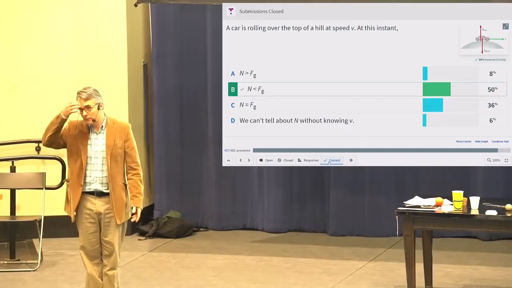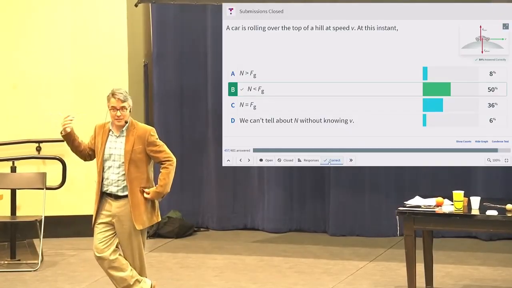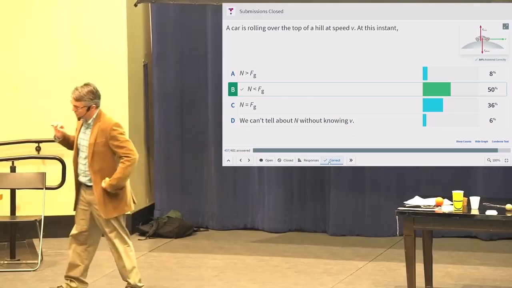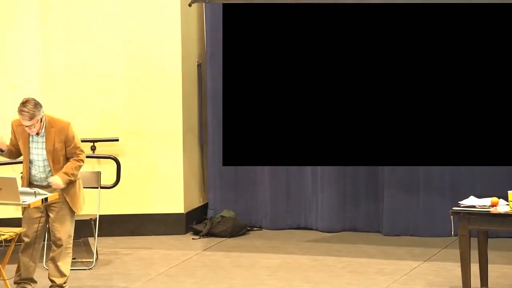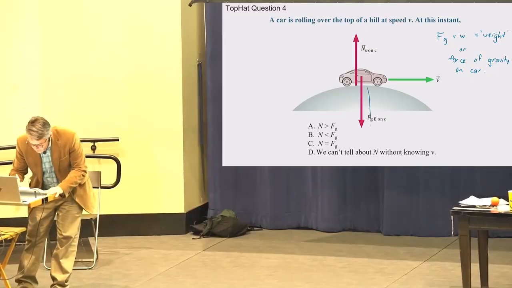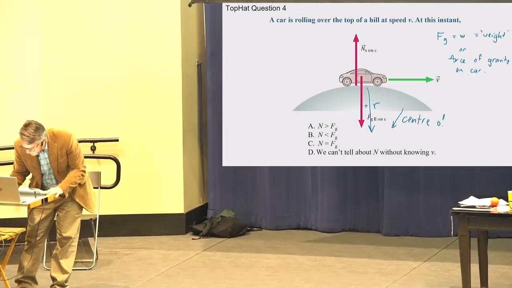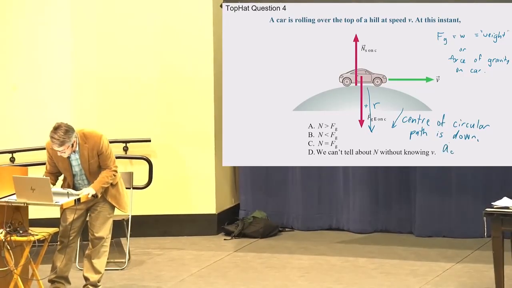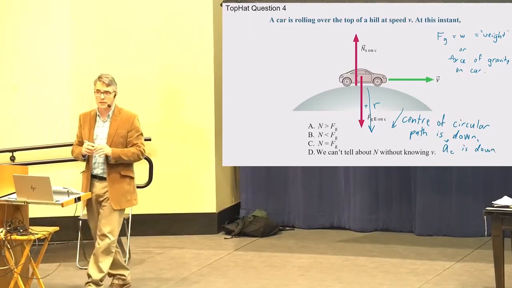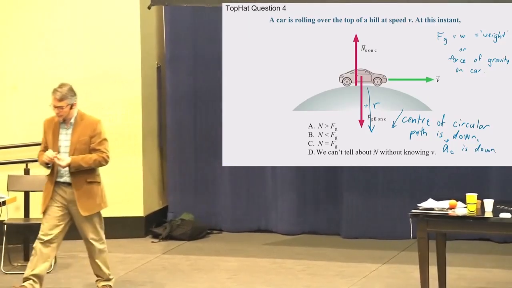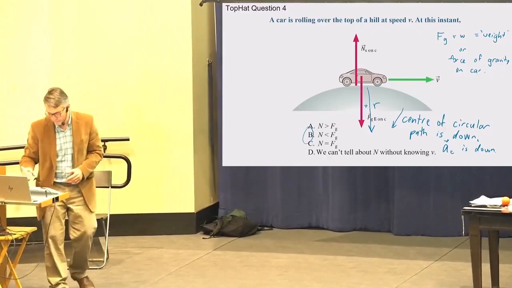You feel lighter. So in this case, are you accelerating? Yes, you're accelerating towards the center of circular motion. The center of the circular path there is in this direction, the r direction, I guess plus r. The center of the circular path is down, and so a sub c is down. You must be accelerating downward to stay on a hill, so you're going to feel lighter. You need your net force to be down.